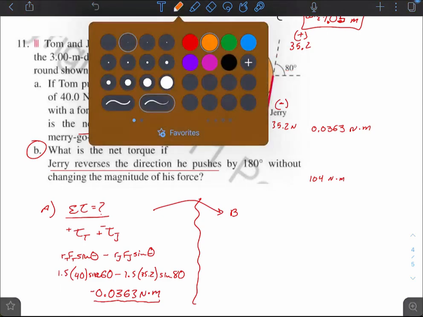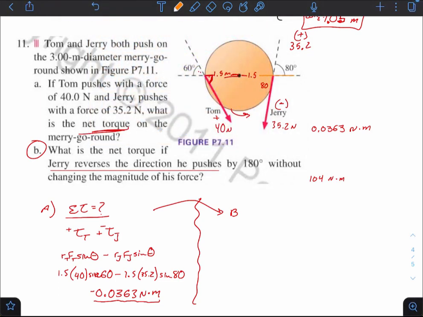And let's change color to orange. So if this is our radial arm and this is our force, we're trying to figure out the angle between the radial arm and the force. And if this whole semicircle is 180 degrees, right? Because a whole circle is 360 degrees. This is a half circle, or 180. And we've already used 80 degrees here. That makes this angle 100 degrees.